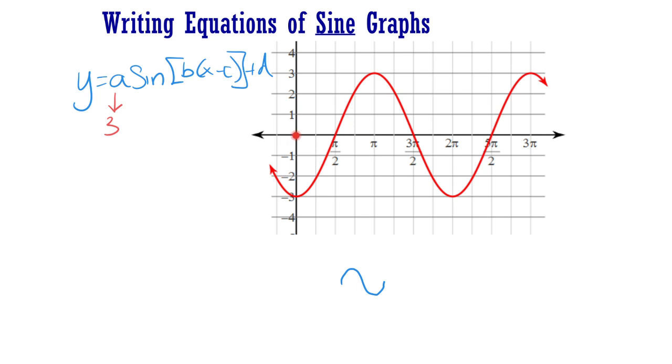So again, like I said, I like to just start right here at 0 and see when is the next time I'm going to be at that spot. So the minimum happens here at 2 pi. All right, what that means is that the period is 2 pi.